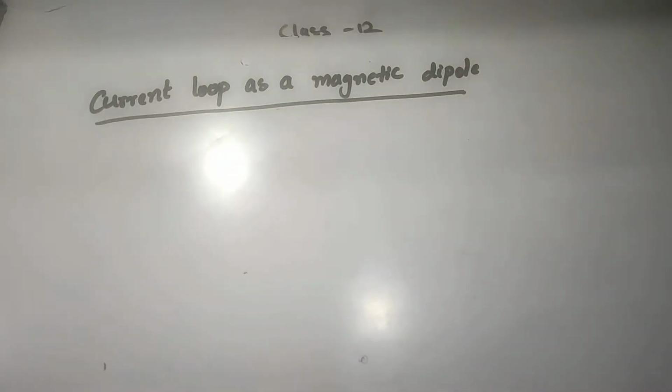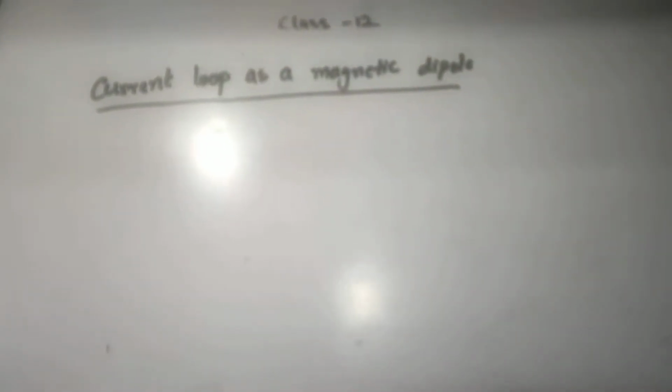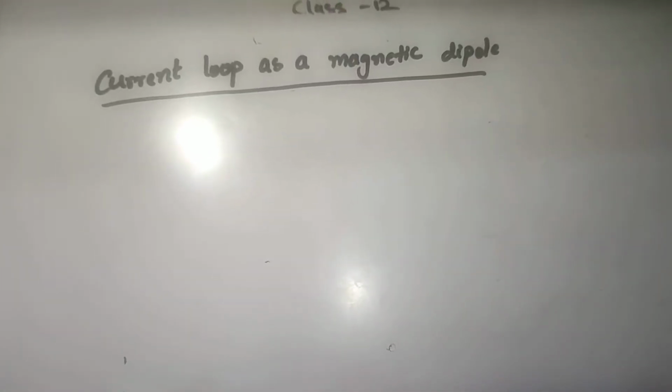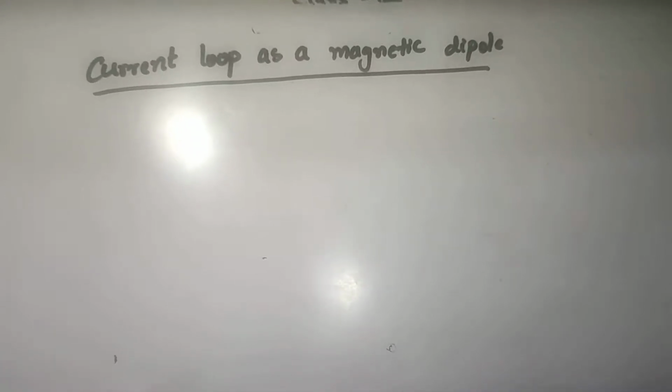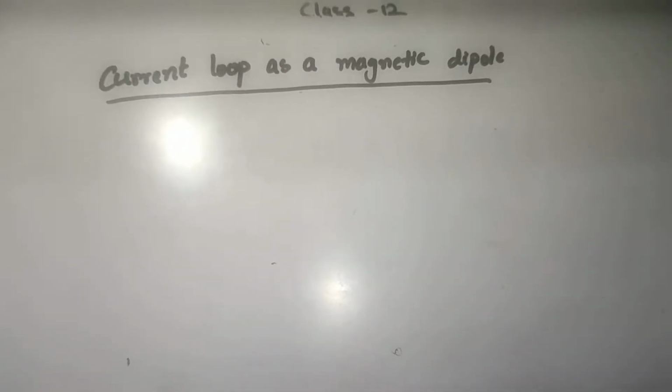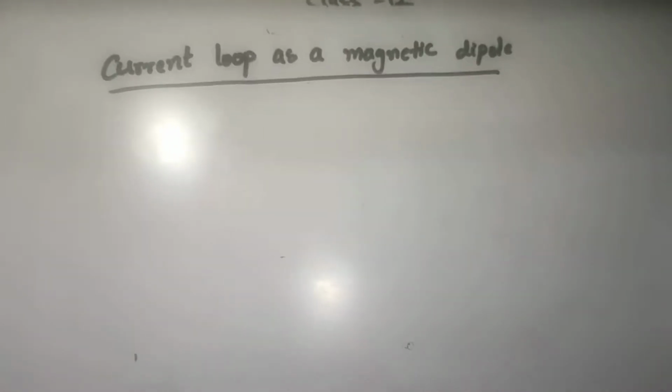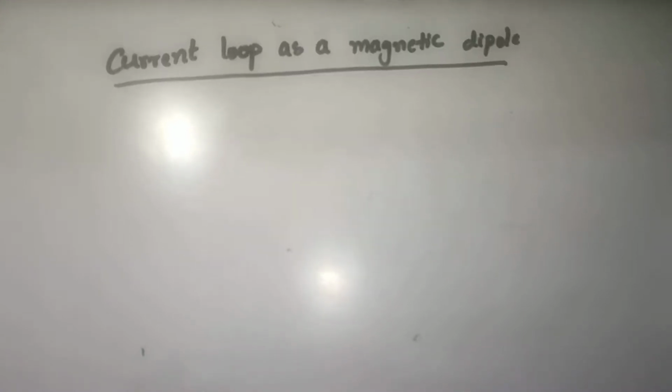Current loop as a magnetic dipole. In this video, dear students, we will study how a current loop behaves as a magnetic dipole. Means how does one face of a current loop act as a north pole and how does it act as a south pole. Okay, for this let us do an activity.